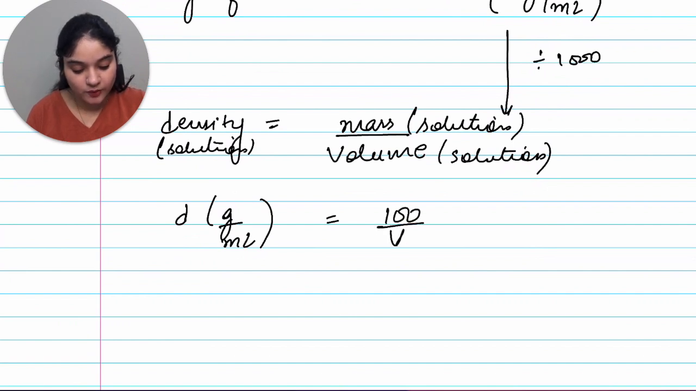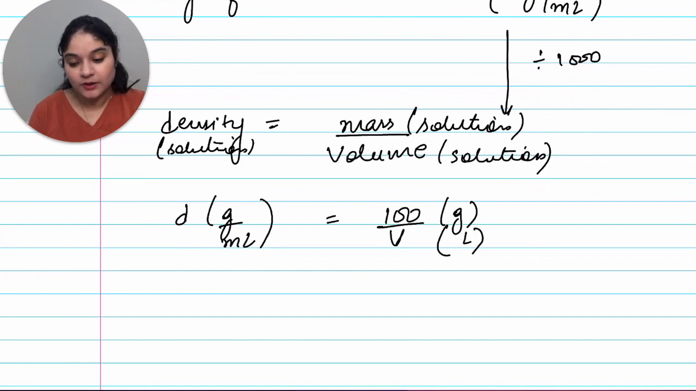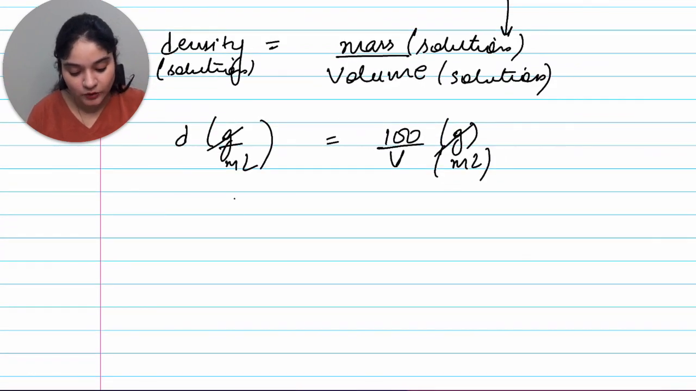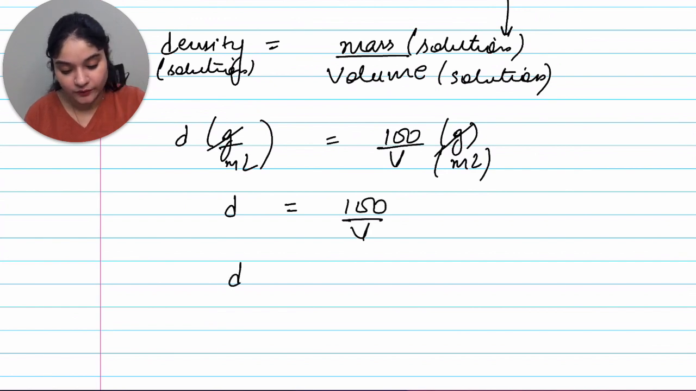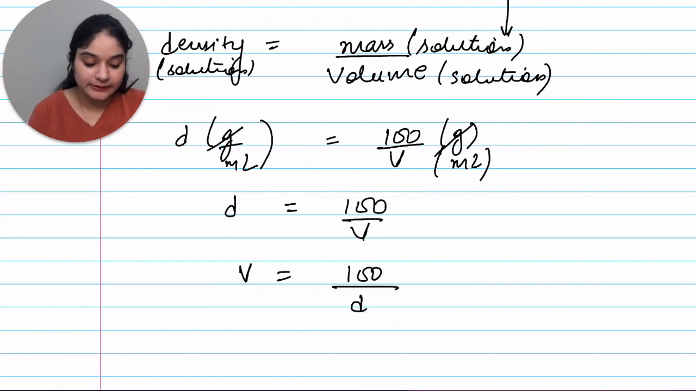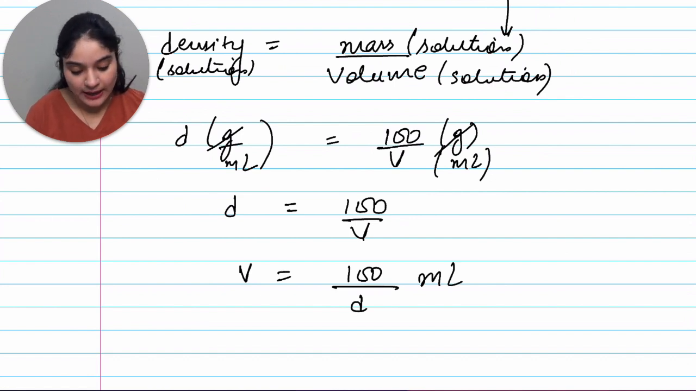So 100 upon V, and this is in grams, and this we need in liters. Okay, so what will happen here? When you're doing this question, you're taking that in milliliters, later we convert that. So this particular grams get cancelled out, correct? So what is happening? You have your density D as 100 over V, and you can write V as 100 upon D, and this is in milliliters. That is correct. So when you have that in milliliters, what will happen?